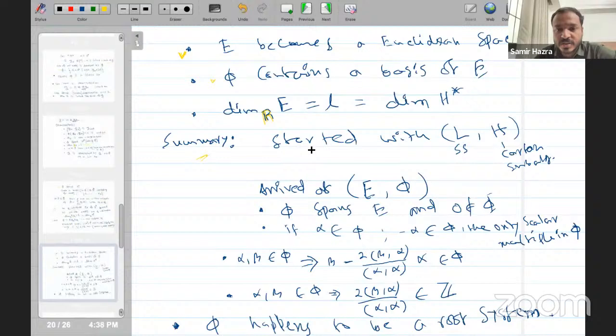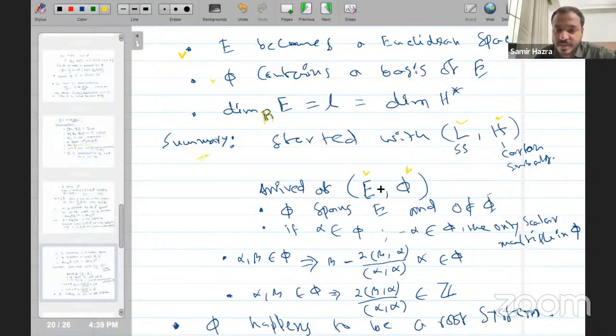So in summary, you can state this. We started with a semi-simple Lie algebra and a choice of Cartan subalgebra, right? This is the Cartan subalgebra, this is the semi-simple Lie algebra. And we arrived at a Euclidean space with a collection of roots in that. Okay. What are the properties?